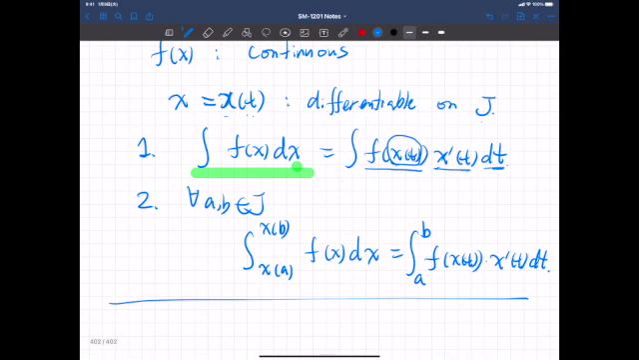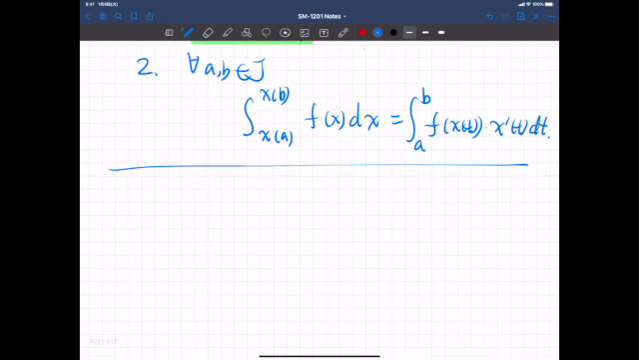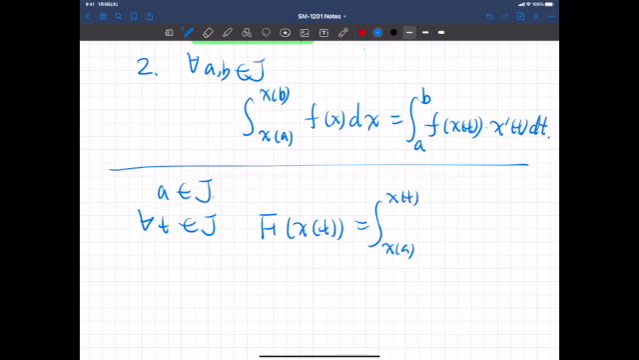Oh, by the way, this equality in part 1 actually ignores some constants because it's an indefinite integral. So this is equal up to some constants. Okay, so ignoring the constant term, we say they are equal. Anyway, let's prove this, and let's fix some a within this interval j. And for any t within j, let's define an antiderivative of this function by the integral from x of a to x of t of f of x dx.